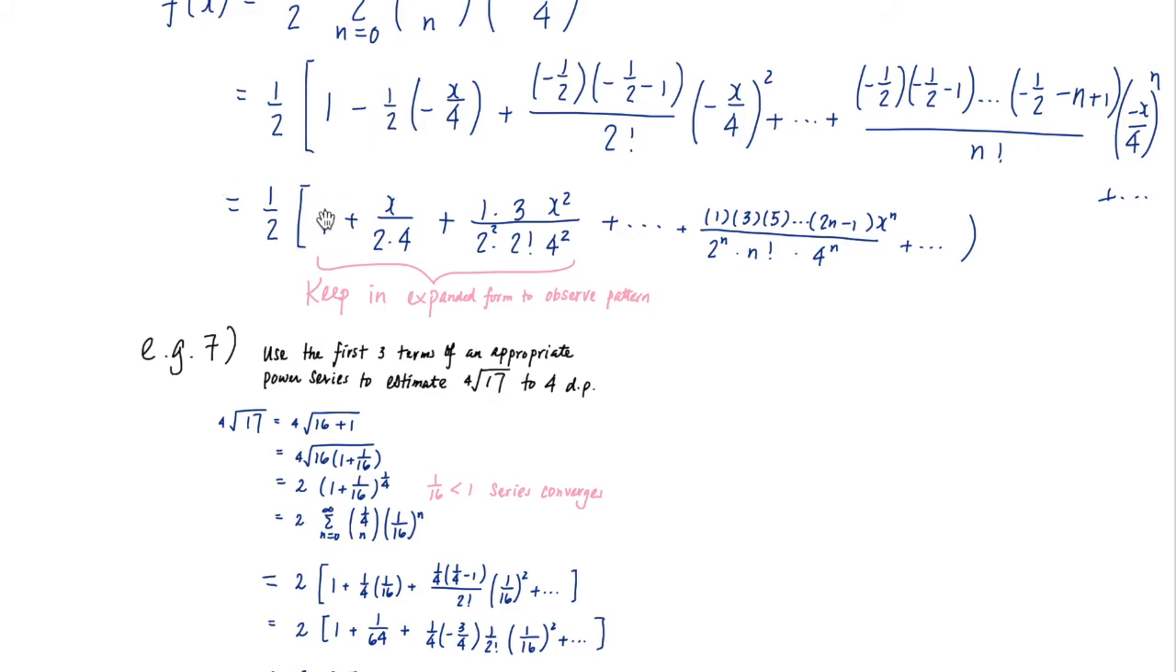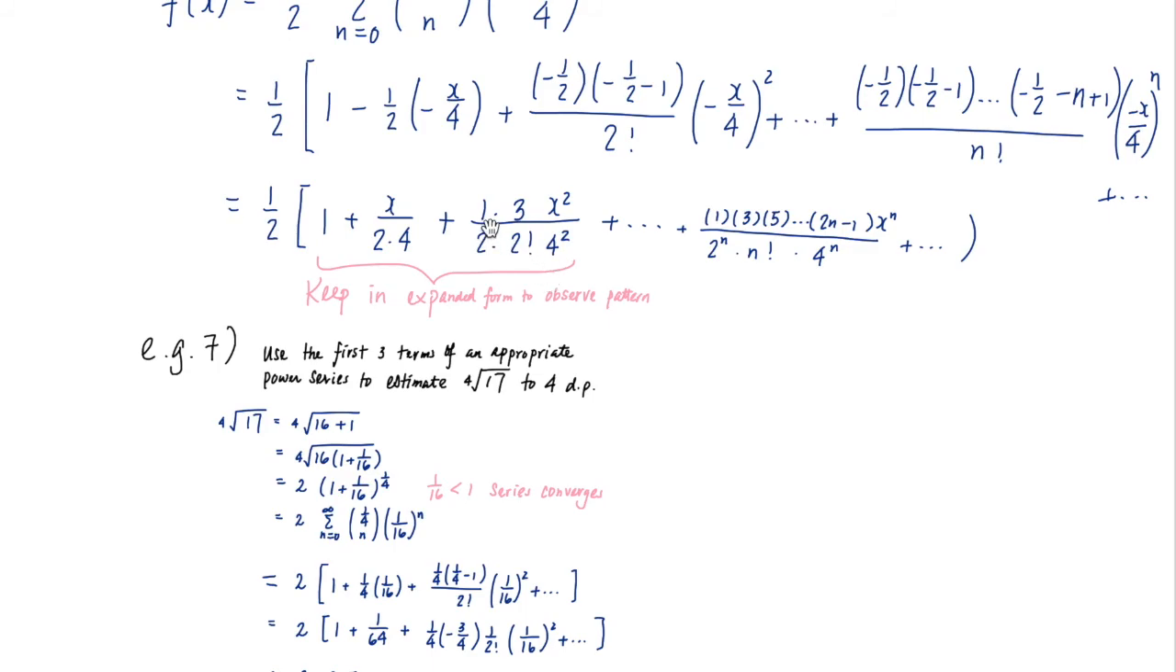So the first term is 1. Second term, we can multiply the two negatives, so it's now x over 2 times 4. Third term, I have 1 times 3 times x squared over 2 squared times 2 factorial times 4 squared. I think we're seeing a pattern emerge here, because here you have 2 times 4 times 1 factorial. Here you have 2 squared times 2 factorial times 4 squared. You see how you always have powers of 2 and 4, they match up.